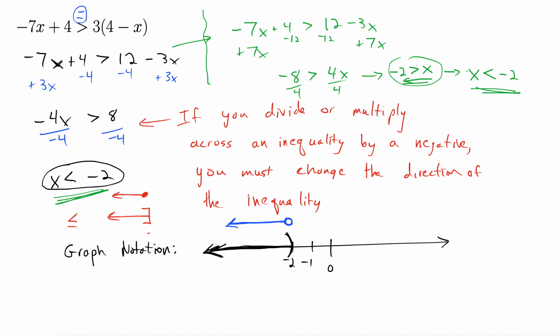But as you can already see, this graph notation is a little bit cumbersome. So what's a little more standard than graph notation is what we call interval notation. The interval notation represents what the graph notation says, but it does it in a more concise way.